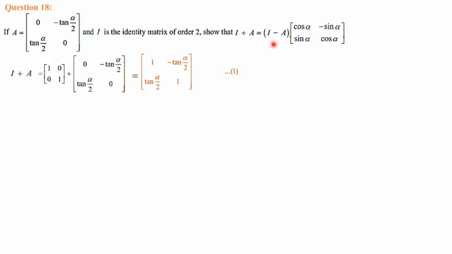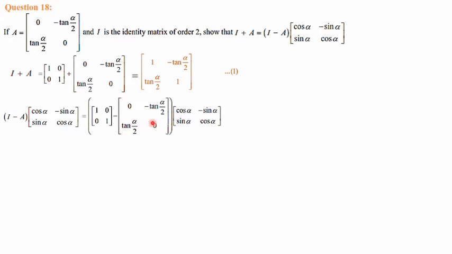Here there are always some problems we need to do in a different way. So first of all, on the right hand side we have to write I minus A into the given matrix cos alpha, minus sin alpha, sin alpha, cos alpha. Here I is an identity matrix, A is the given matrix. Let's substitute. After substitution, inside the bracket, I minus A we have to do first. So first I am going to do this bracket.